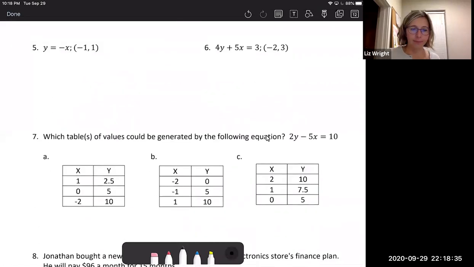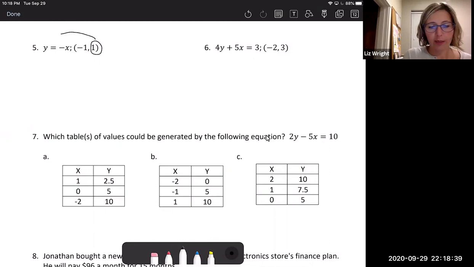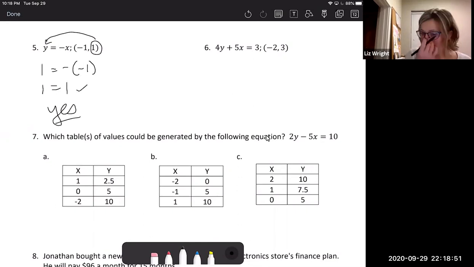And on the back, we are plugging 1 in for y. So it's going to be 1 equals -1. And so 1 equals 1. Is that true? Yeah. So this one is yes. Let's check, that works out.